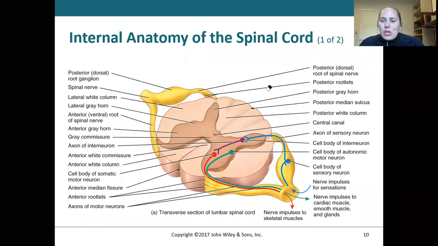It has a lot of information on it, but we're just going to go through the more important points. So probably worth noting the difference between things like the white matter and the gray matter.